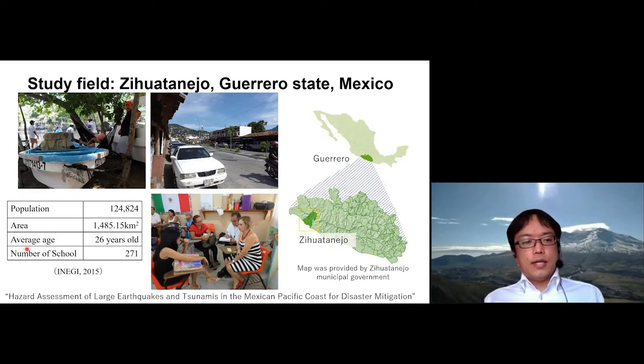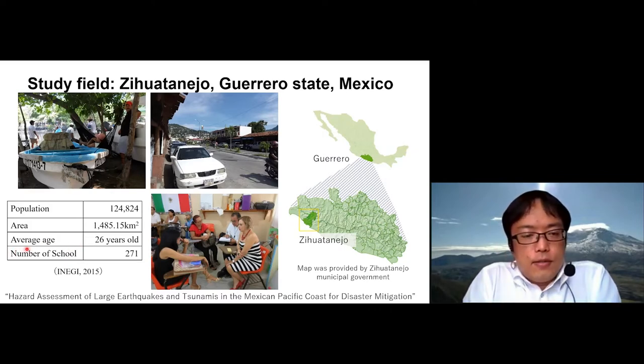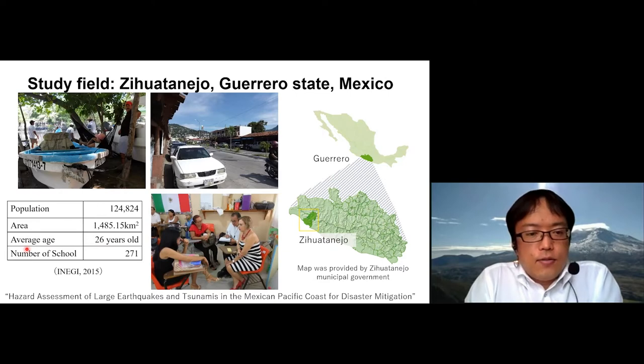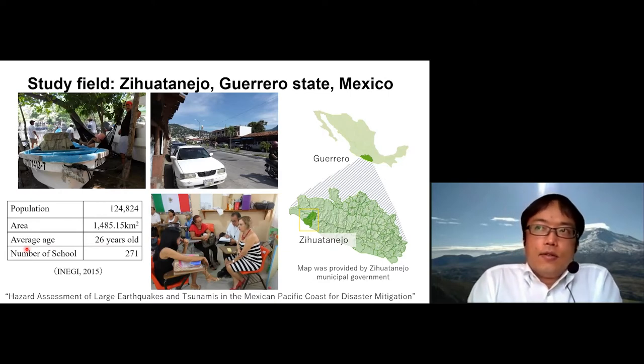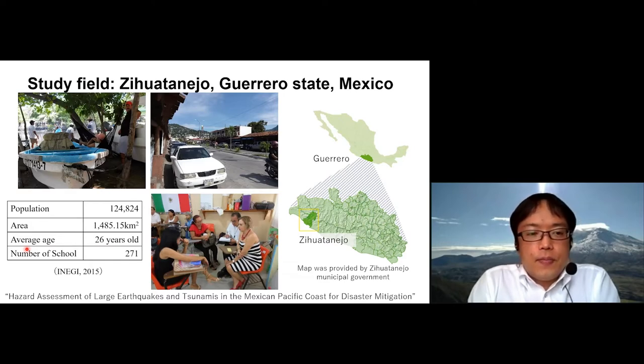And the average age of this municipality is 26 years old, so quite young. I rarely see elderly people in this municipality. It's a quite small number of people over 65 years old.